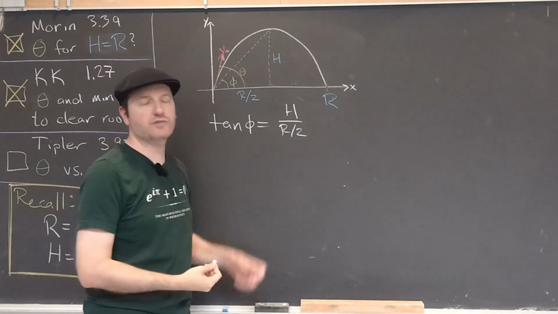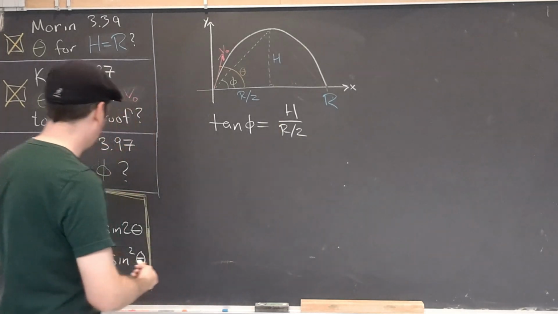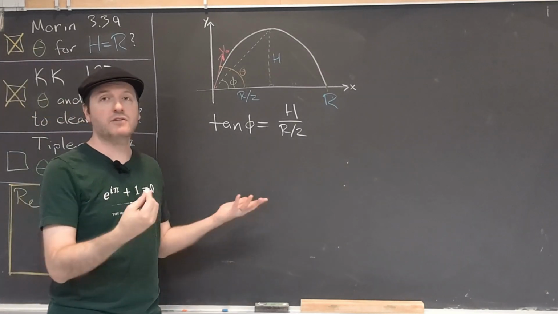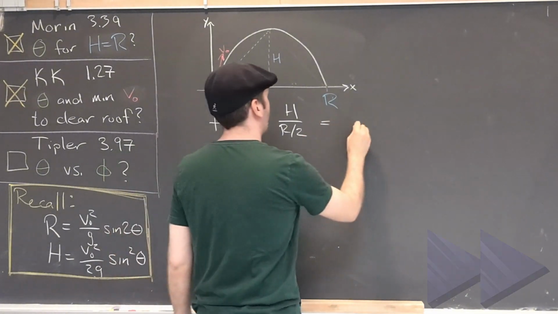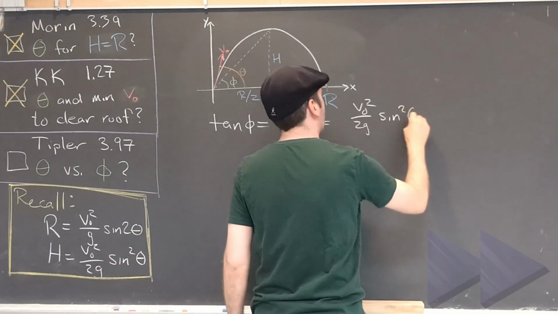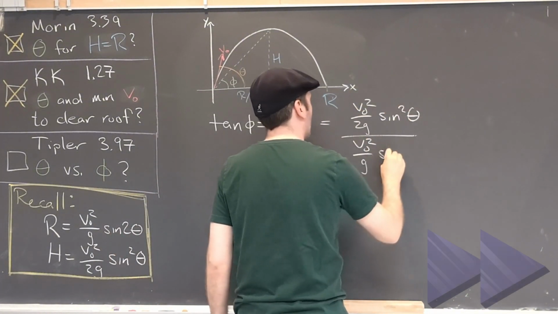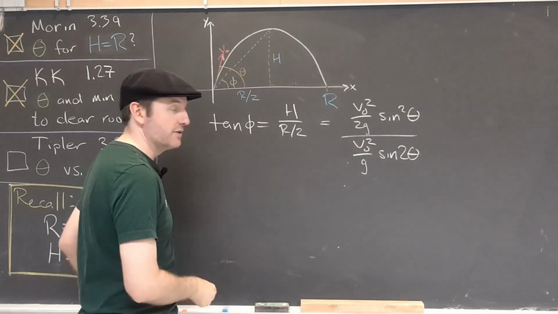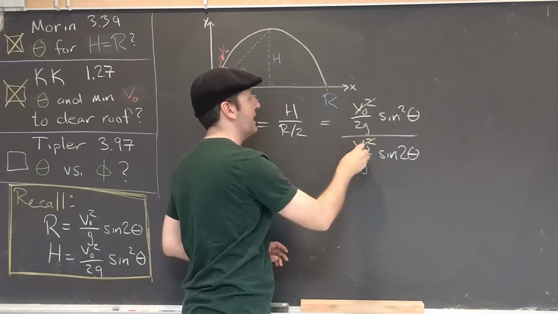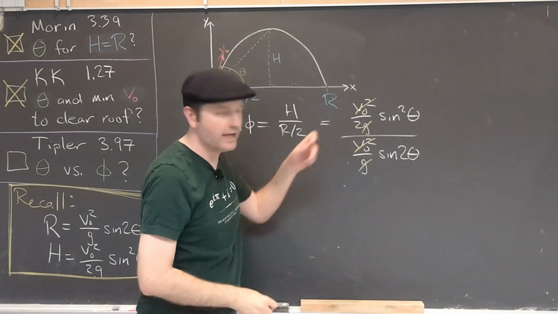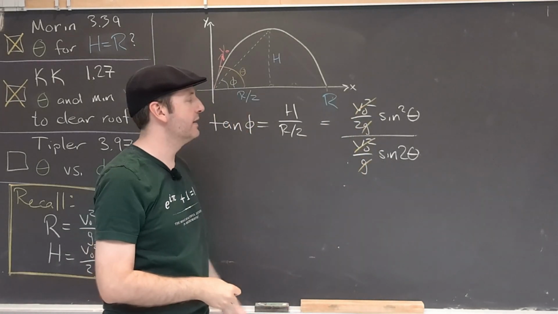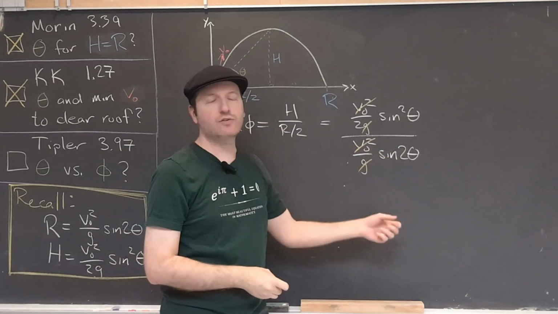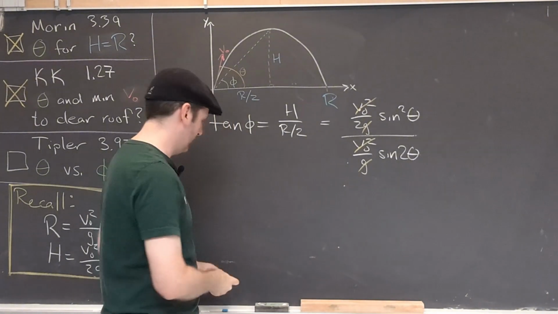Well, we have formulas for h and r as we've been using this entire time. So let's just substitute those in and see what happens. Okay, we can see that a lot of stuff cancels out. The v naught squareds cancel, the g's cancel. Don't forget that extra little 1/2 that's hiding in there. We probably want to once again expand out the sine 2 theta using the double angle formula.